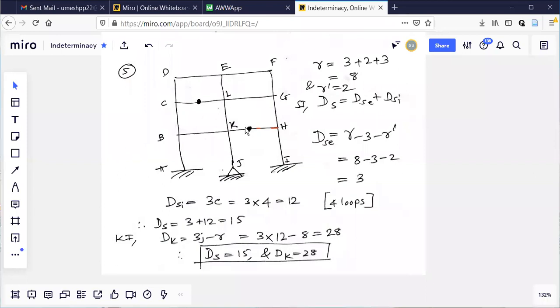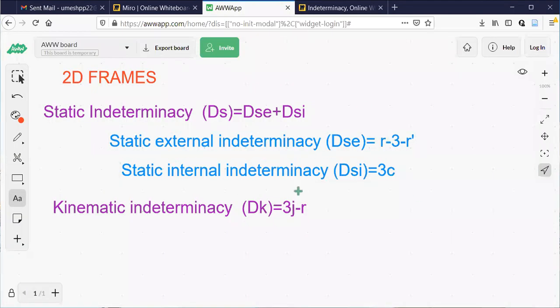First you calculate the number of unknowns. R and J should be calculated. Usually you start with R and J calculation, then R dash calculation. You do it separately. The procedure is that you don't directly use the formula; calculate the values separately. You need to calculate R, J, and R dash separately. Then use the formula given here and solve the problem.